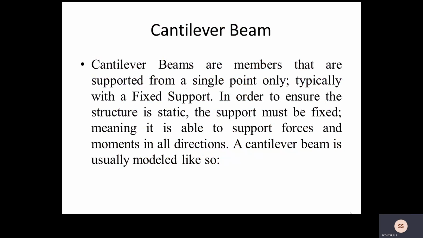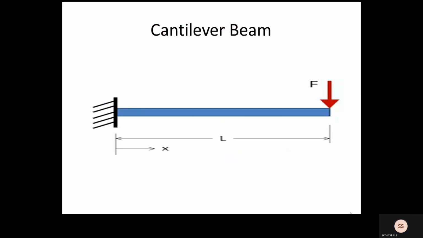In order to ensure the structure is static, the support must be fixed, meaning it is able to support the force and moment in all directions. A cantilever beam is usually modeled like the diagram. Just look at the diagram. One end of the beam is fixed, and at the other end the point load would be acting.